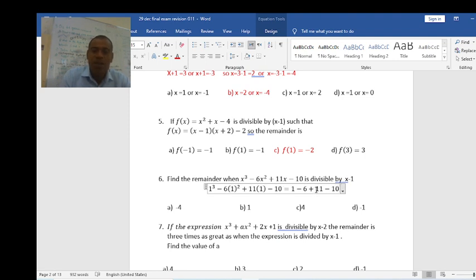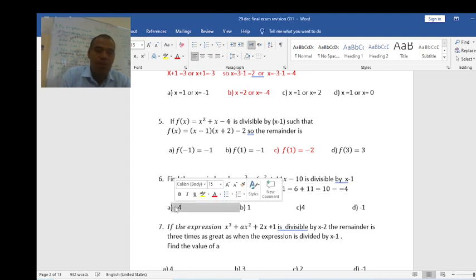So 11 minus 10 is 1. Then minus 6 plus 1 is minus 5. Plus 1 is minus 4. So this, my learners, is equal to negative 4. Okay, the next equation.